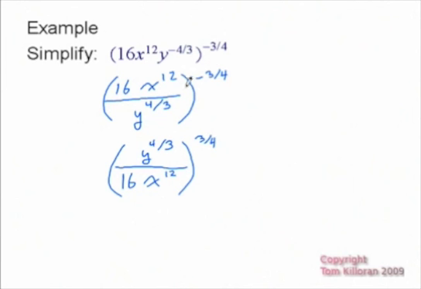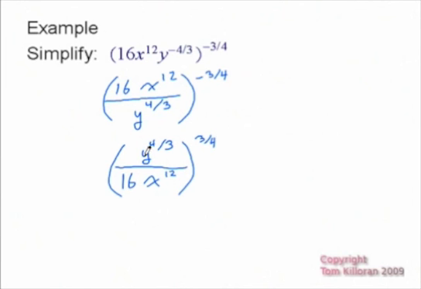All we're doing is reciprocating the fraction, this whole thing that is attached to this negative, and reciprocating that fraction. So leave the 3/4 alone. Now we're going to do power to the power, basically raise everything on the inside to the 3/4 power.